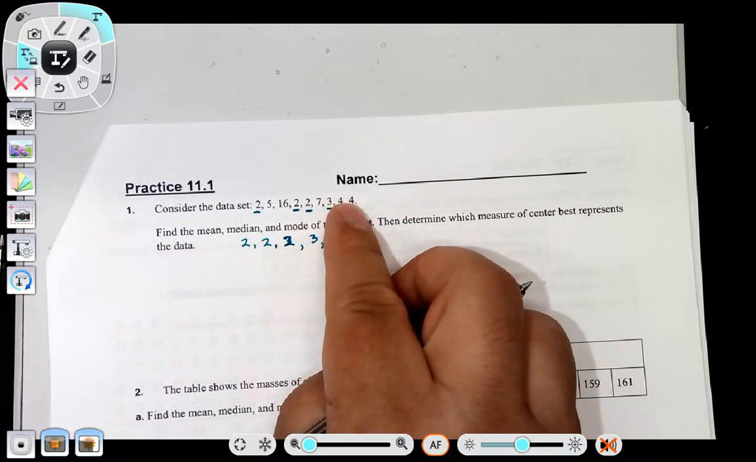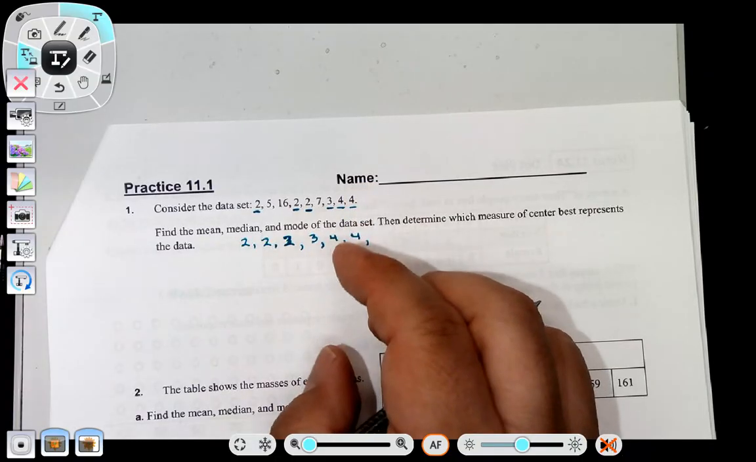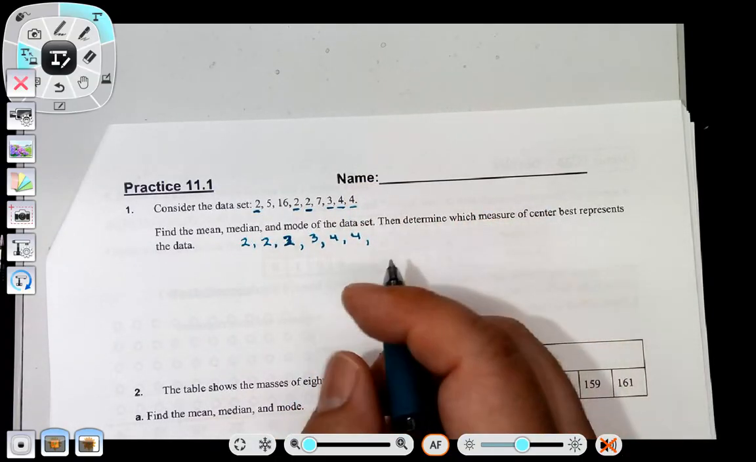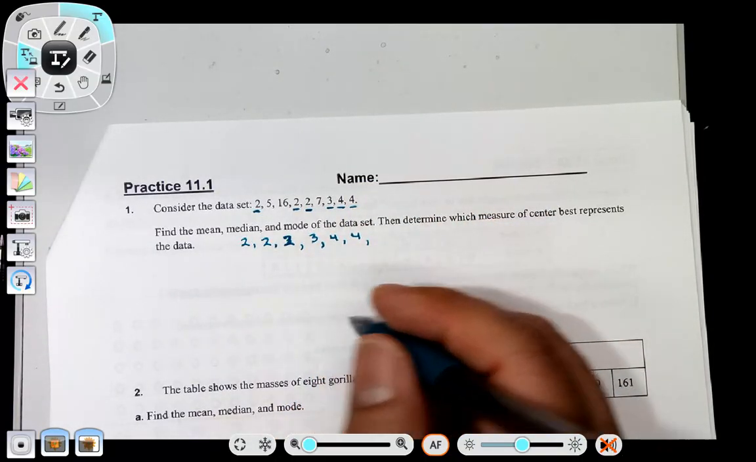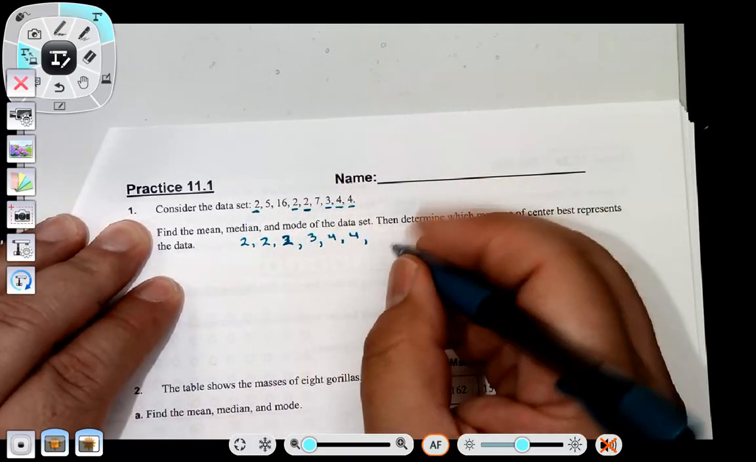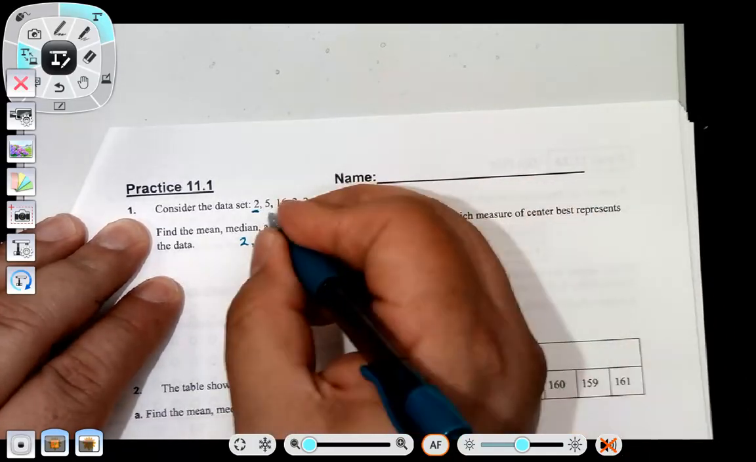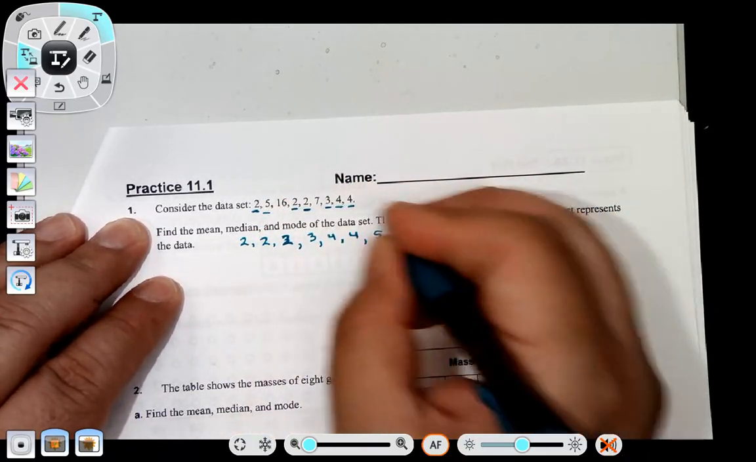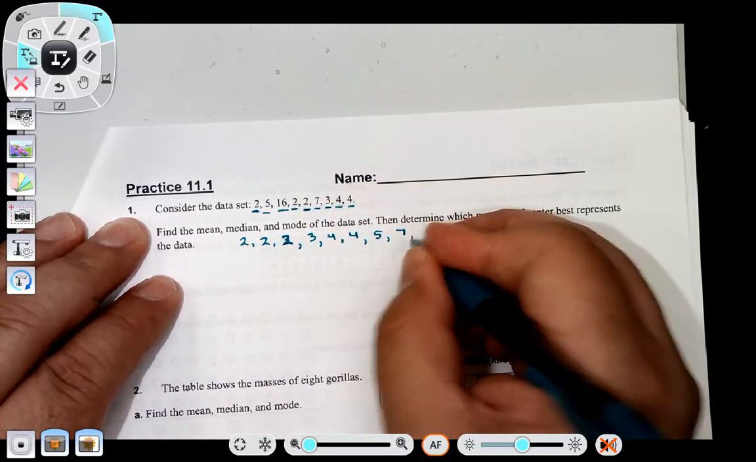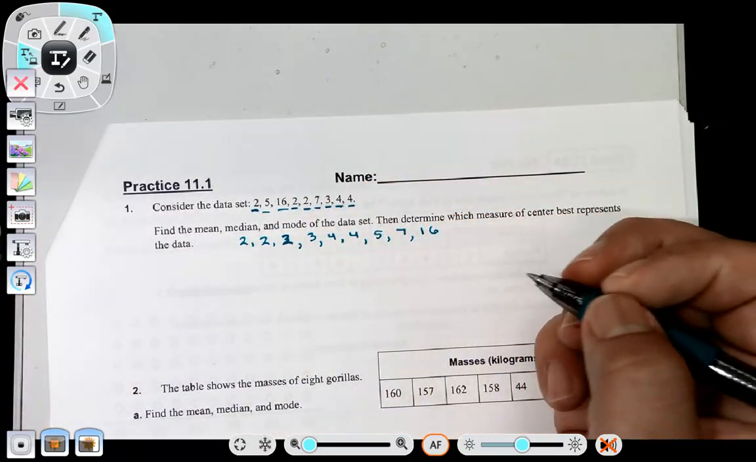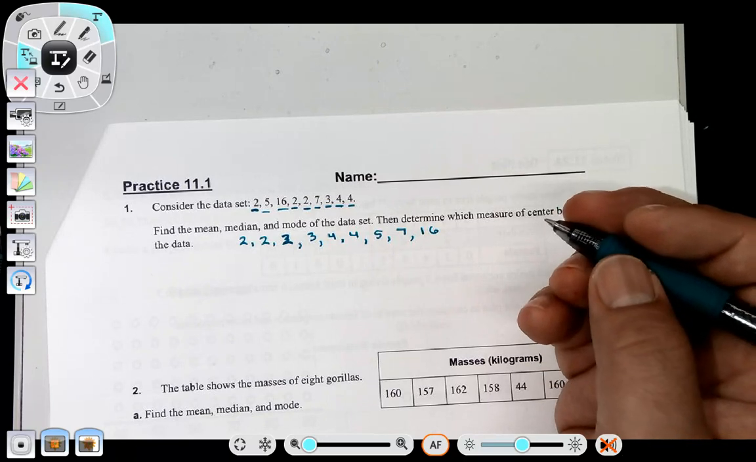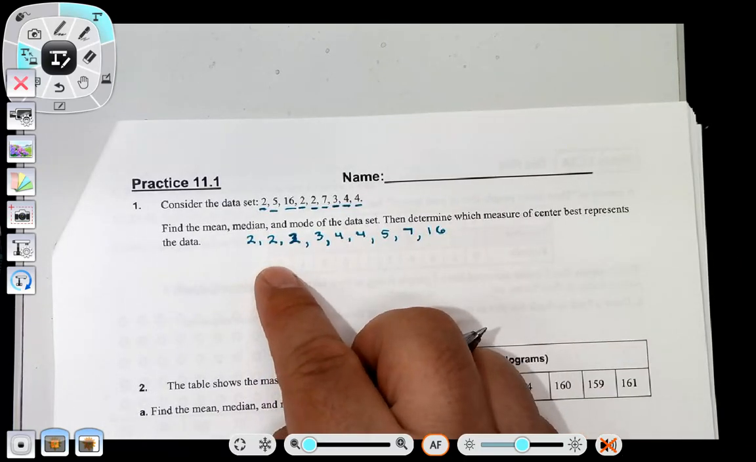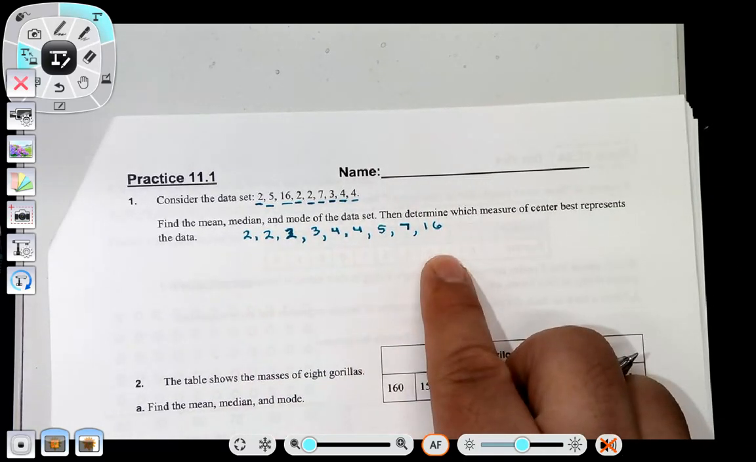Notice how I like to underline them as a reminder that I already used it, so I don't look at it again. Or some people like to cross them out. The next number would be 5, and then 7, and finally 16. If I had to ask you, who would be the outlier? Because there's a bunch of 2s, that's okay, but 16 would kind of be out there.